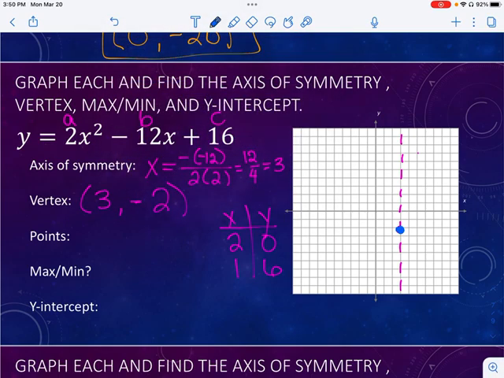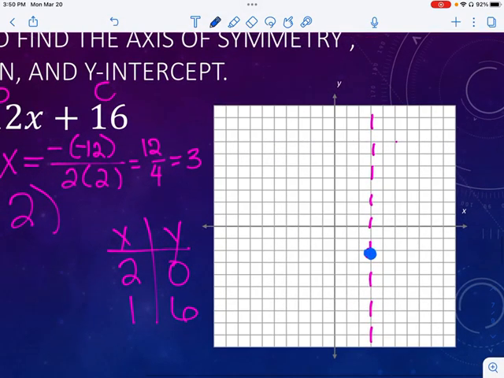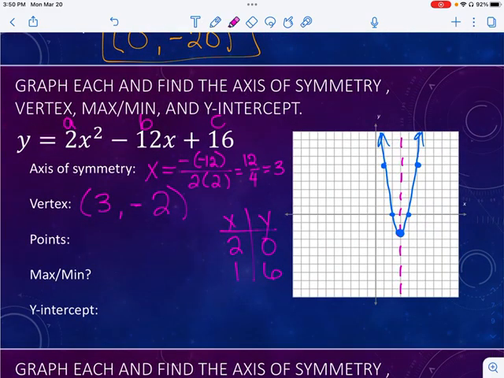So now I come back over here, I graph those. I go 2, 0, I go 1, 6. 1, 2, 3, 4, 5, 6. I reflect them over, and you'll notice we are stretching our parabola this time. And hopefully you recognize what is causing that is this A value being something other than a 1.